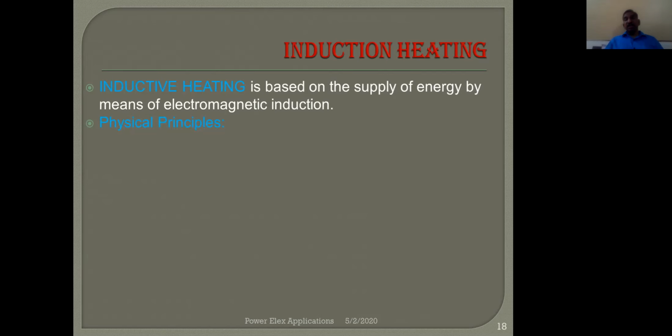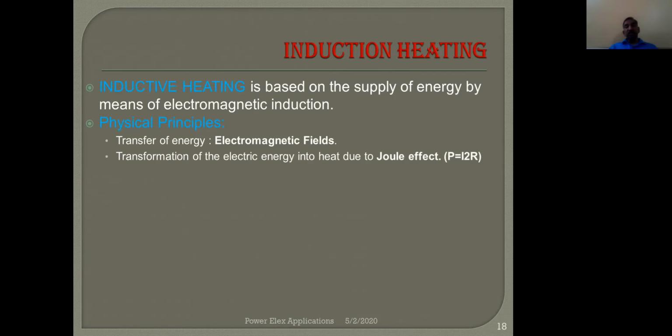skin effect, calculating the skin depths, but not going into it directly. So induction heating is based on supply of energy by means of electromagnetic induction inside the metal. It's applicable for metal. So what we do is we transfer energy using electromagnetics, and transform this electrical energy into heat due to Joule's effect, as we know, P is equal to I square R.